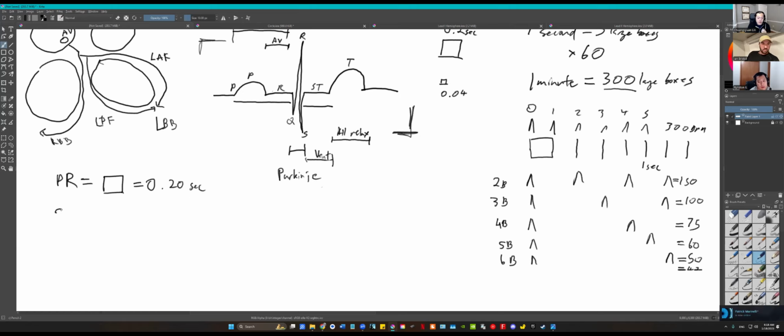The QRS should be 3 little blocks. If a little block is 0.04 seconds here, the QRS is what? 0.04 times 3? 0.12. Yep.